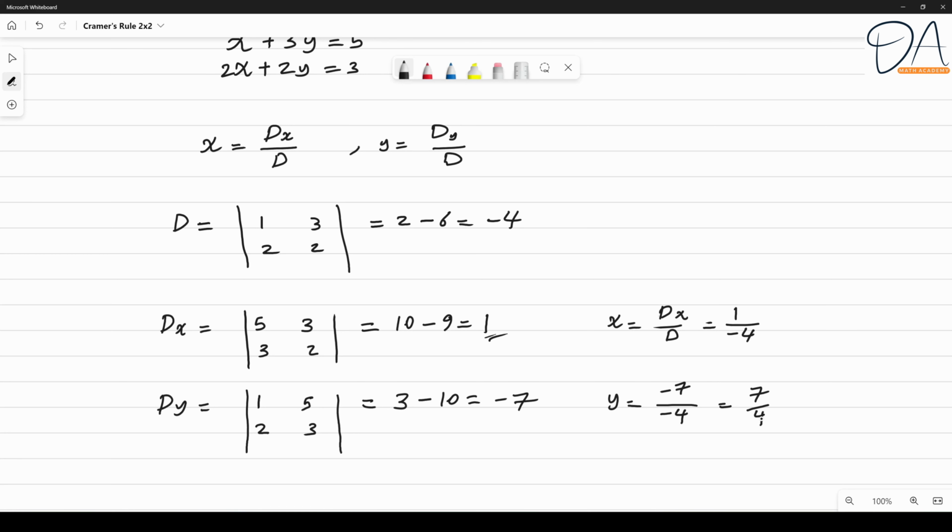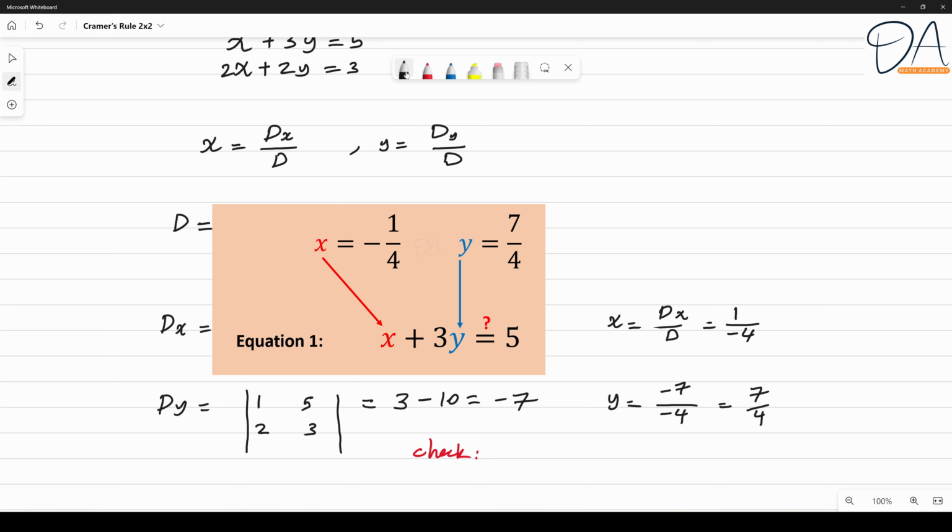You can check it obviously by substituting back in the original equations if you want. So check. If we substitute in the first equation, you'll get minus 1 over 4 plus 3. The value of y is 7 over 4. So this gives us 4 as a common denominator. And here we have minus 3 times 7, that gives you 21. 21 and minus 1 give you 20 over 4, that gives us 5. So 5 is the right-hand side of the first equation.